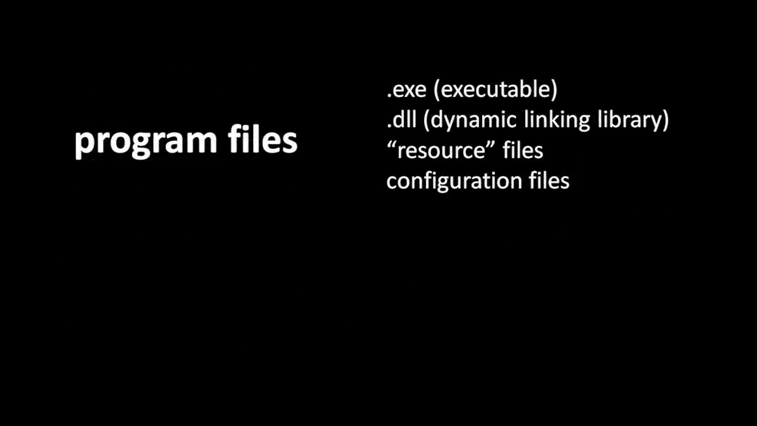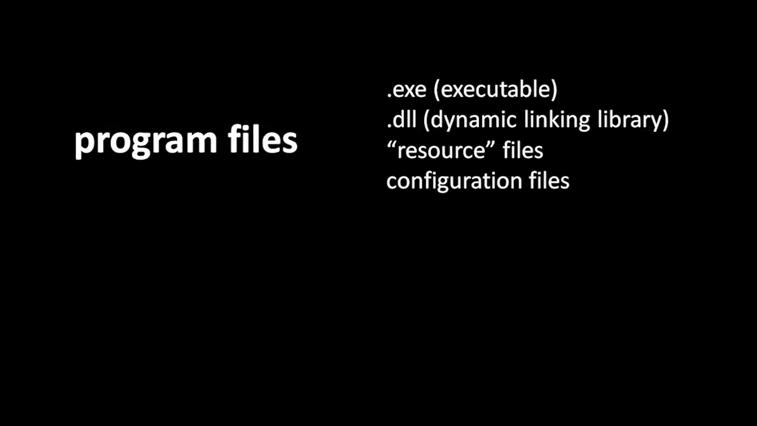Now let's look at the files which make up a program. Files ending in .exe in Windows are called executable files, meaning they are files which can be executed. They can be run because they are actually pieces of code. So, properly speaking, the executable file is the program itself.